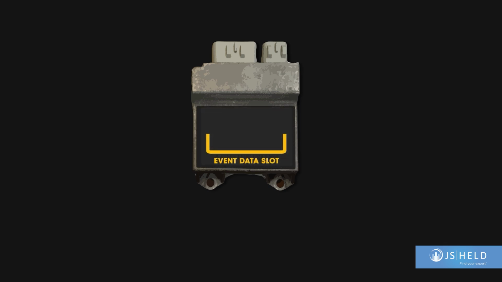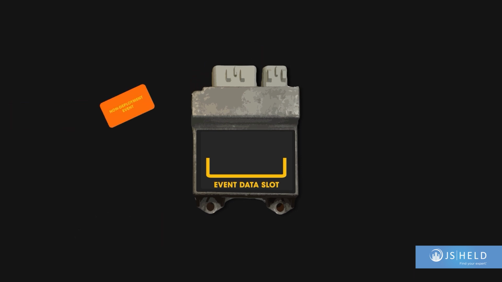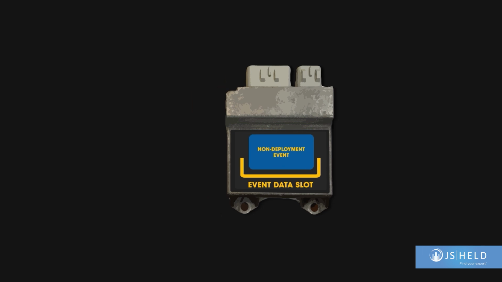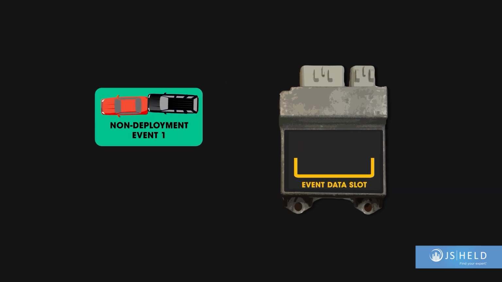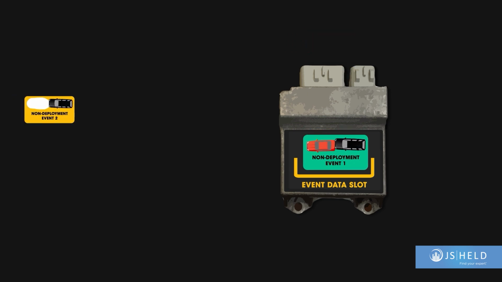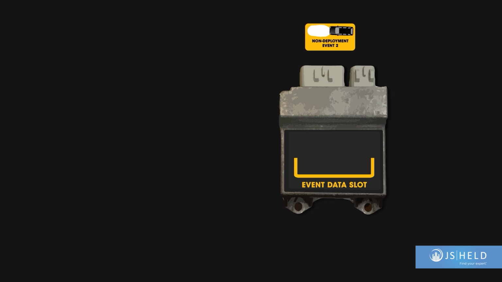First, the black box of the involved SUV could only hold one non-deployment event. Since that particular vehicle's black box only had one data slot, it would have overwritten any information in that slot should there be any other non-deployment event, even if the severity of the second event is less. In this case, the event where the SUV struck the sedan was likely recorded to the black box, but then the data was overwritten by the SUV's less severe collision with the snowbank.